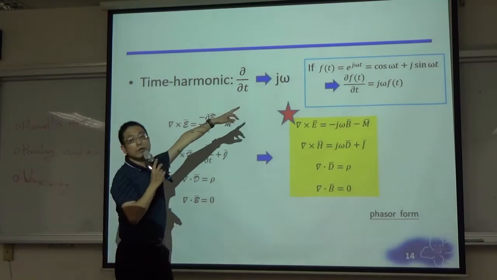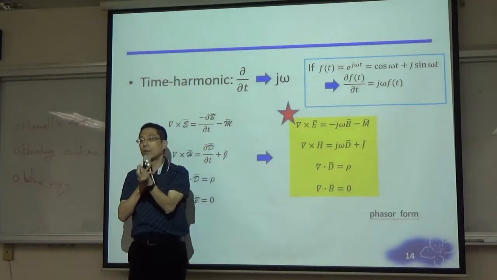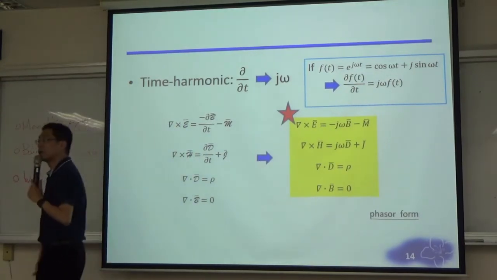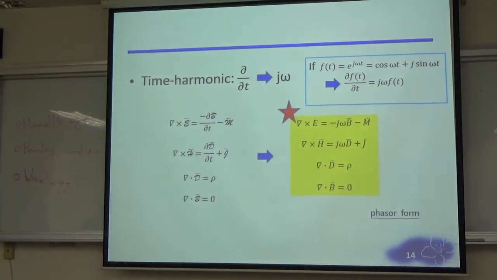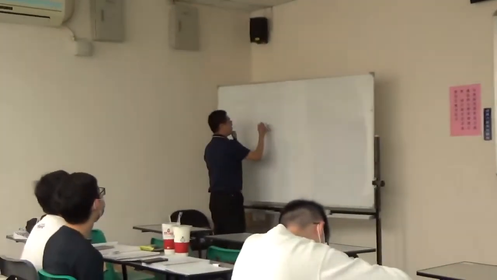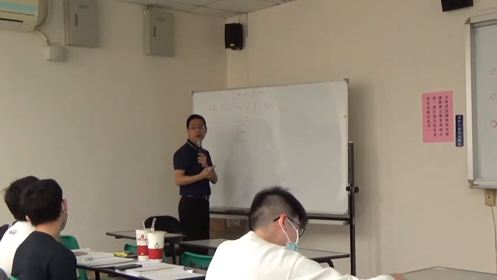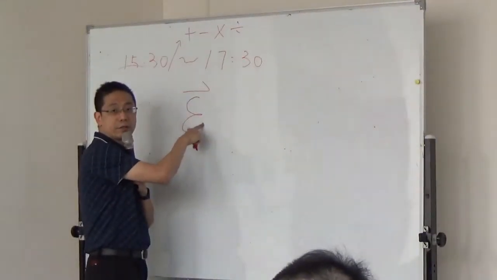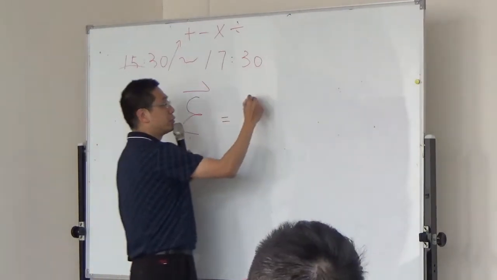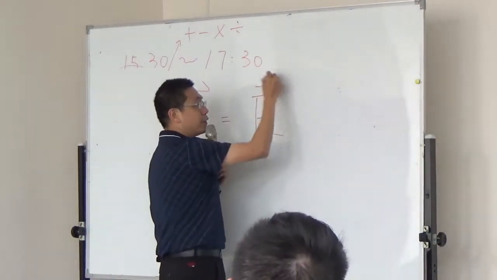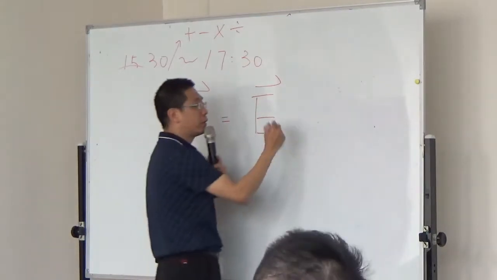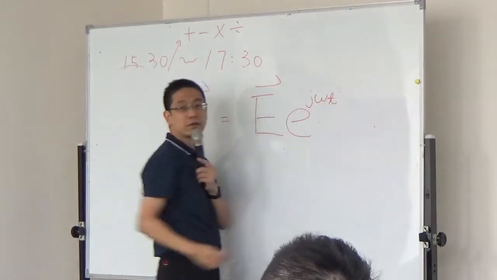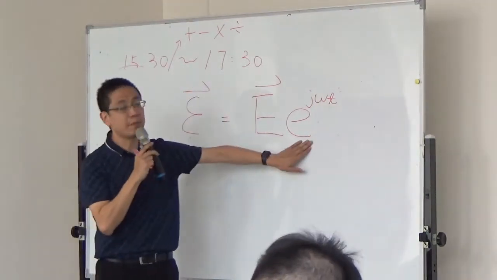There is a function, and what is the difference between these two? I just give you a conclusion, okay? Maybe we need more derivation. The E field that is related to time will equal the E field not related to time, times exponential j omega t. That's it. We call this time harmonic.